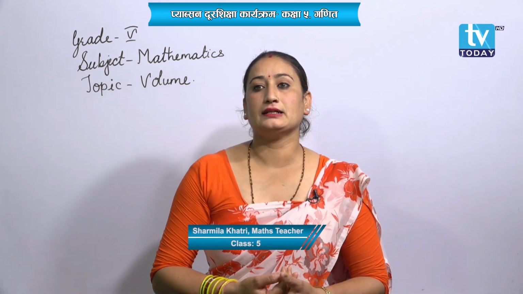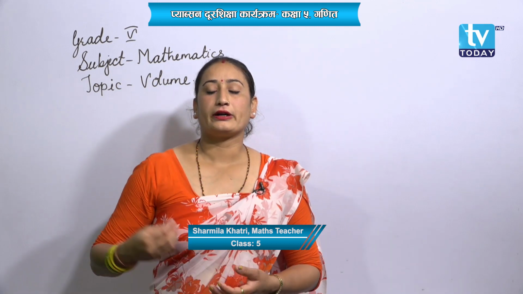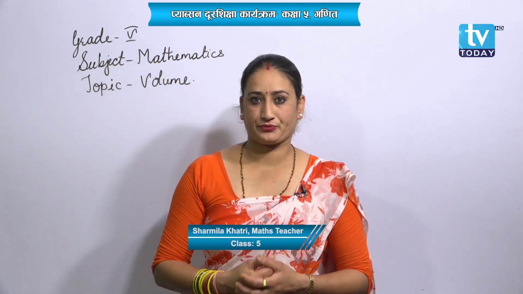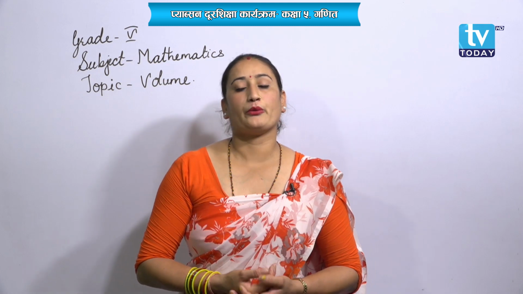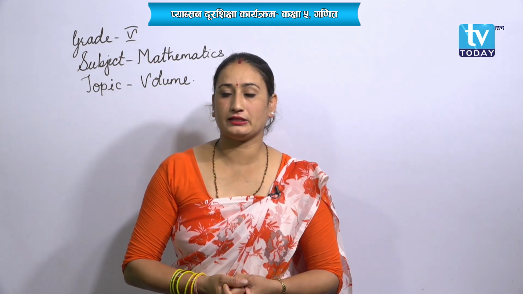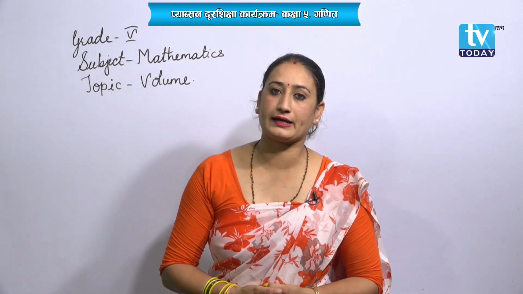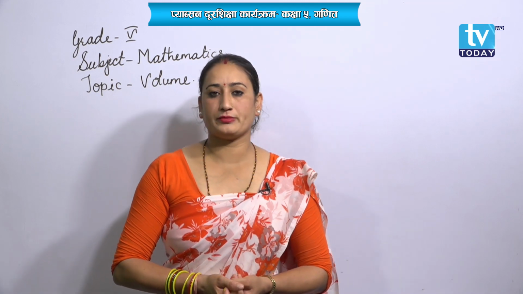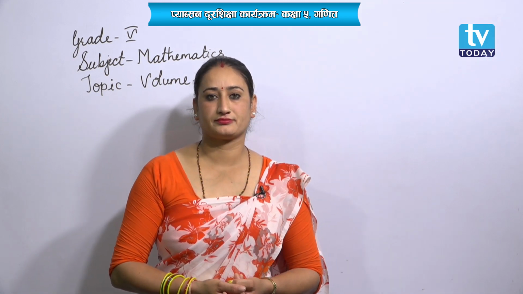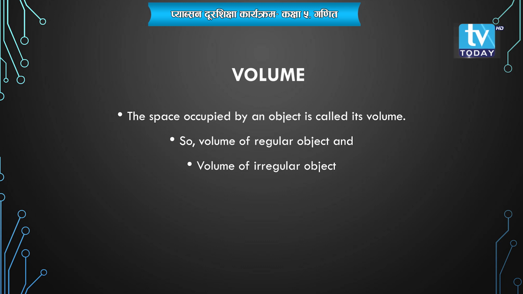And next is the volume of regular objects. Regular objects mean we can easily measure the length, breadth and height. Can you define volume now, students? Volume means the space occupied by any object is called volume. Maybe you have already learned this in your science book as well.